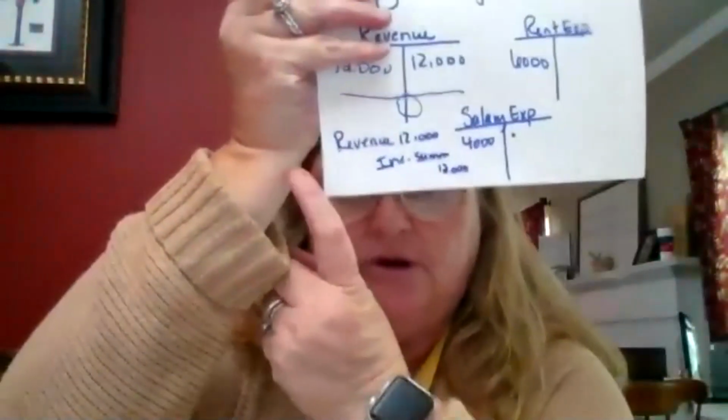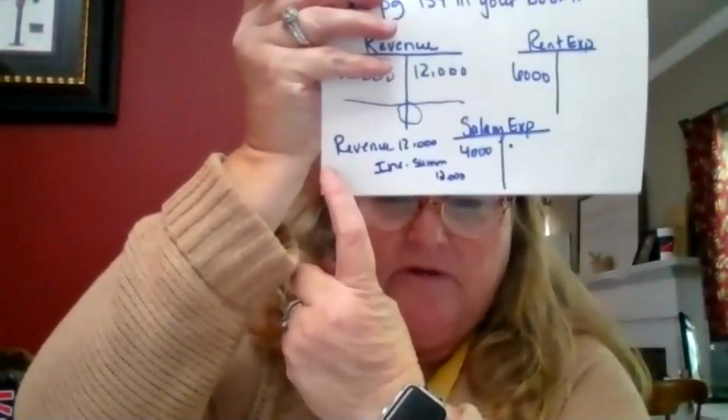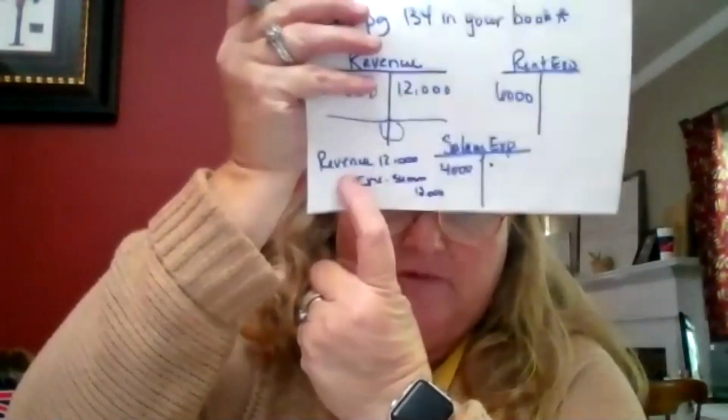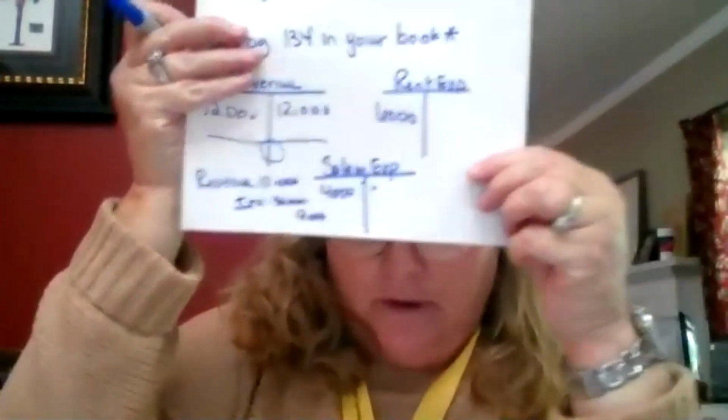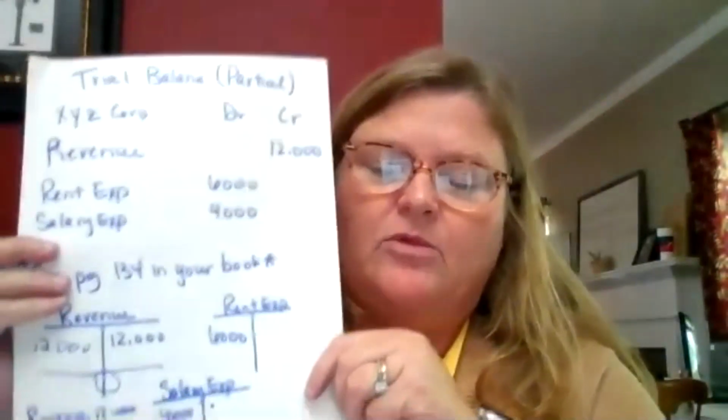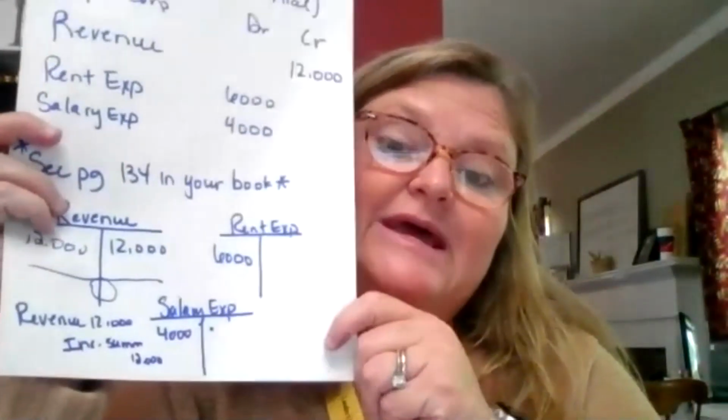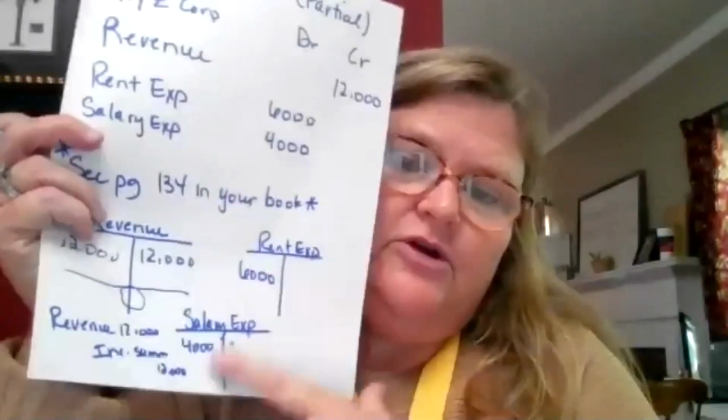Right here, this little journal right here. We're going to debit revenue and credit this income summary for $12,000. We can get this to zero. Okay, then what? Then our next step, remember, is to close those income statement debit balances. What are those? Your expenses.